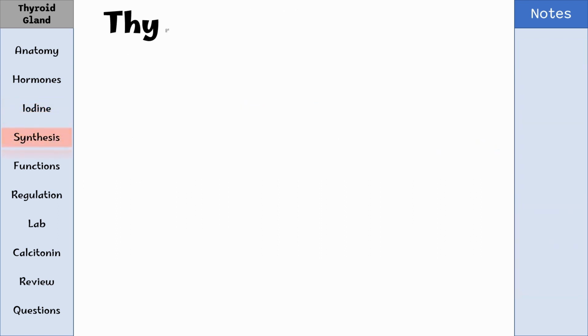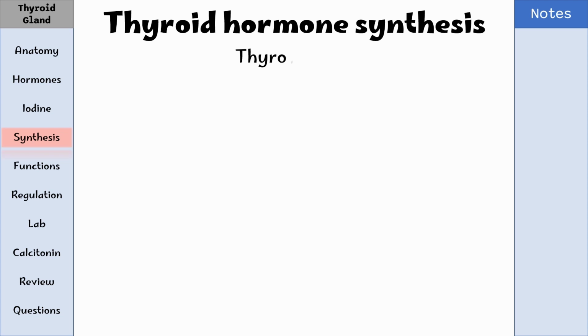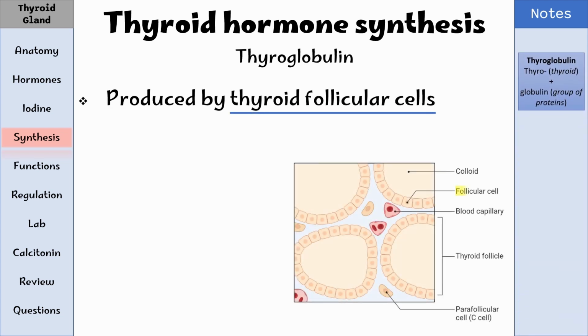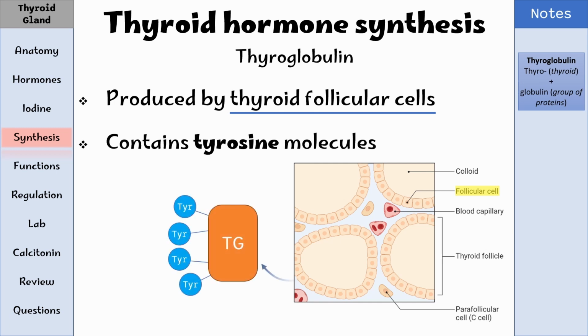In the synthesis of thyroid hormones, a protein called thyroglobulin is produced by the thyroid gland's follicular cells. This is a large protein containing tyrosine molecules. These tyrosine molecules later on will be converted into T3s and T4s.